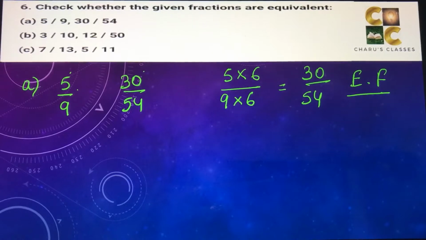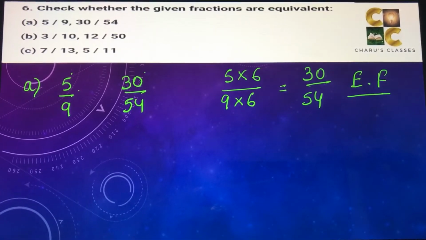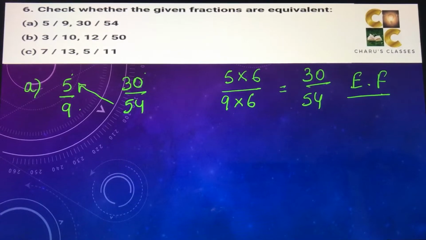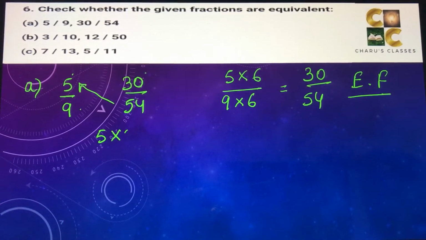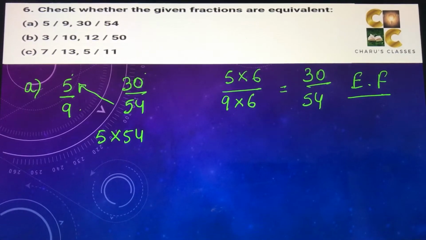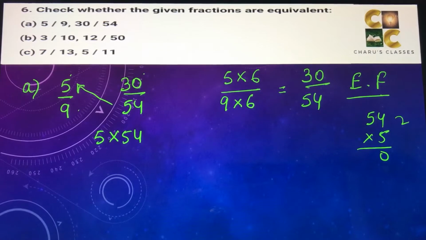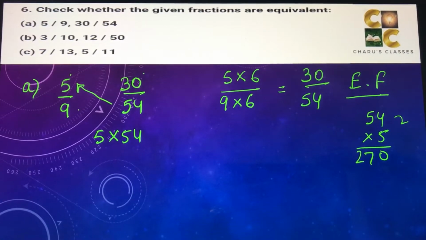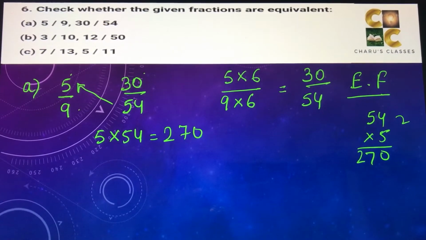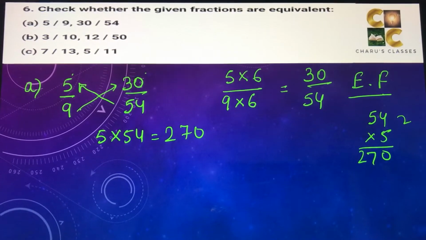इसको करने का एक और तरीका है. What we can do is, we can cross multiply. यानी 5 को 54 से मल्टीप्लाई करते हैं. So if you multiply 5 with 54, 5 4s are 20, 25, 26, 27. So you are getting 270. And we check 9 multiplied by 30.